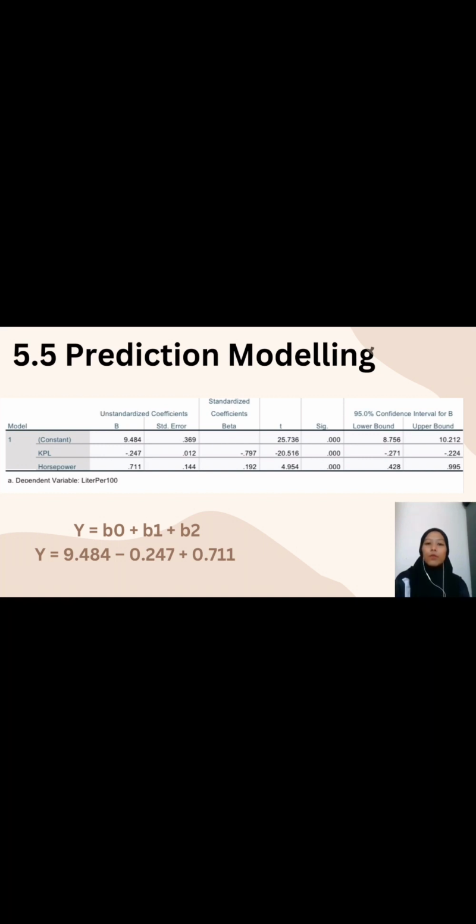Next, predictive modeling is a mathematical process used to predict future events or outcomes by analyzing patterns in a given set of input data. It is an important component of predictive analytics, which uses current and historical data to predict activity, behavior, and trends. Here y can be the number of liter per hundred, negative 0.247 can be the KPL number, and 0.711 can be the horsepower number.